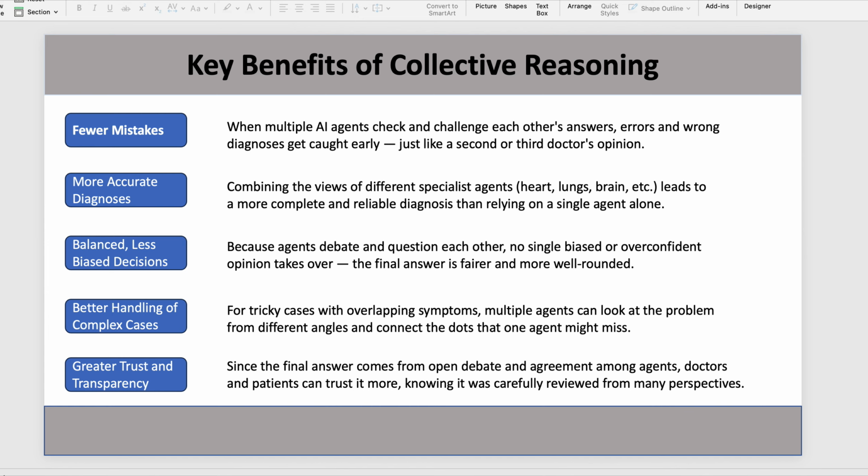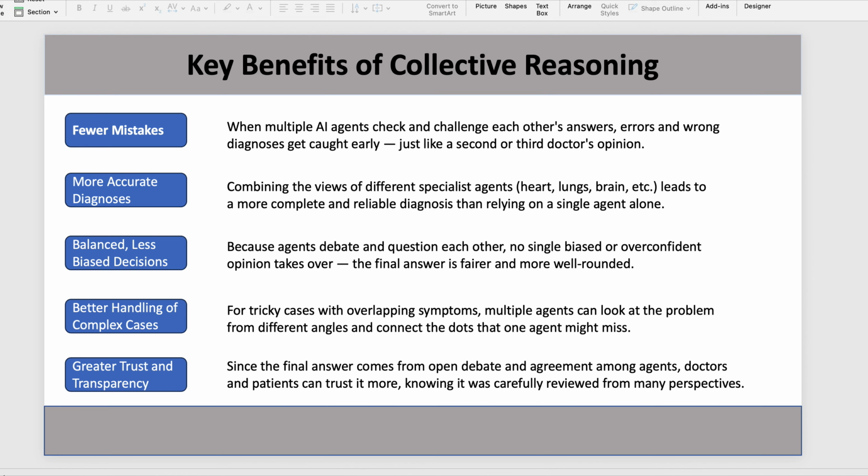Then comes the balance: less biased decisions. No single biased or overconfident opinion takes over. The final answer is fairer and more well-rounded. Better handling of complex problems: whenever we have complex multi-team cases, this will resolve them as early as possible. Multiple agents can look at the problem from different angles and connect the dots that one agent might miss.